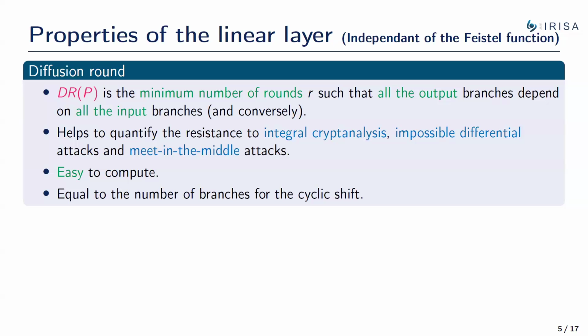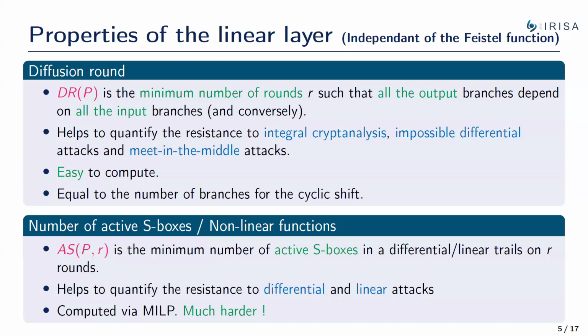This is of great interest in integral cryptanalysis, impossible differential attacks, and meet-in-the-middle attacks. It is quite easy to compute via linear algebra. And for the case of cyclic shift, it is equal to the number of branches. The other criterion is the number of active S-boxes. Here we abstract the nonlinear functions as black boxes, and that brings confusion, so we call them S-boxes. We want to count how many of them are active in any differential or linear trails on R rounds. This is linked with differential and linear attacks. The most generic way to compute it is via MILP, so it is much harder and takes longer to compute than the diffusion round.